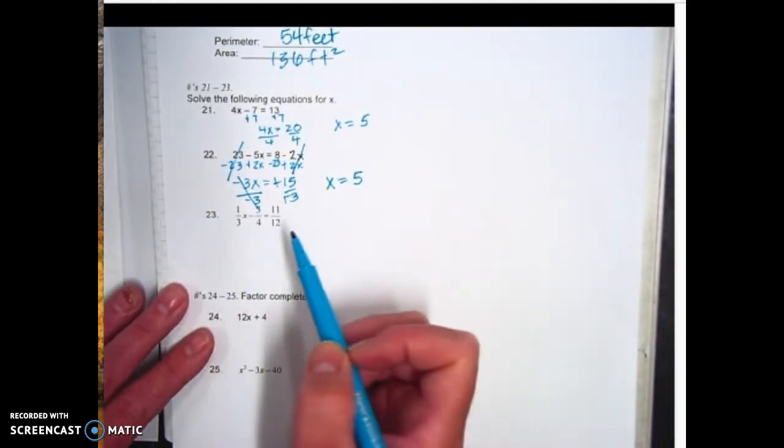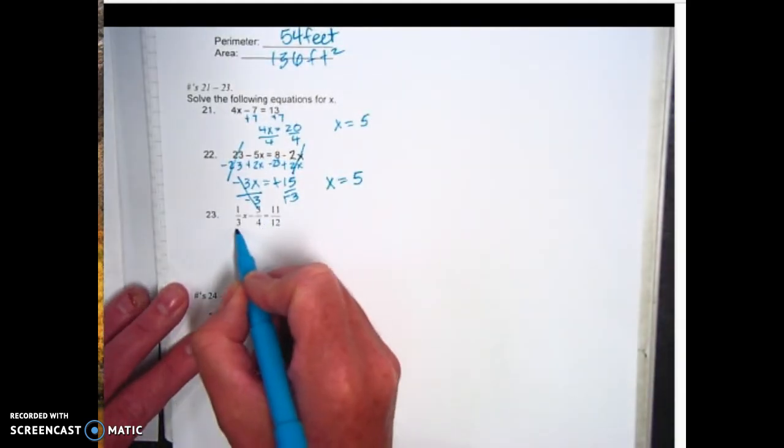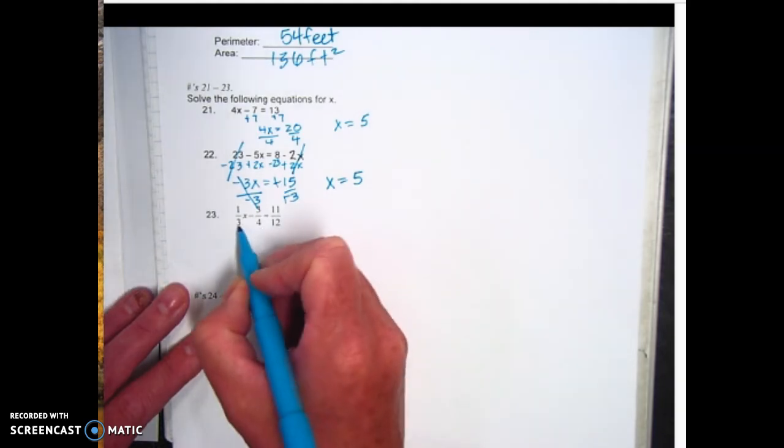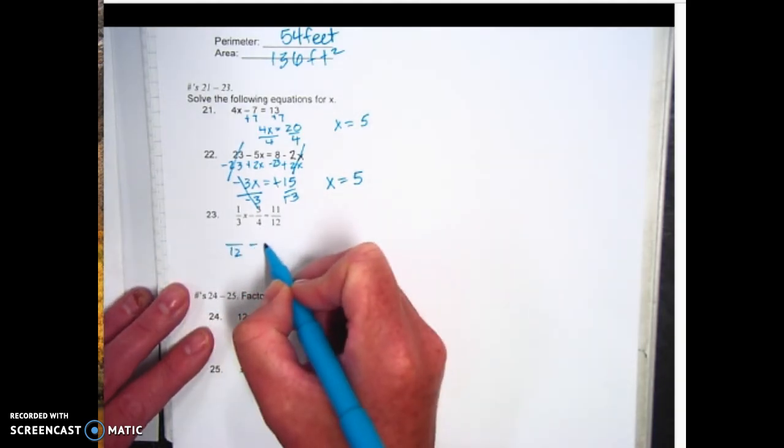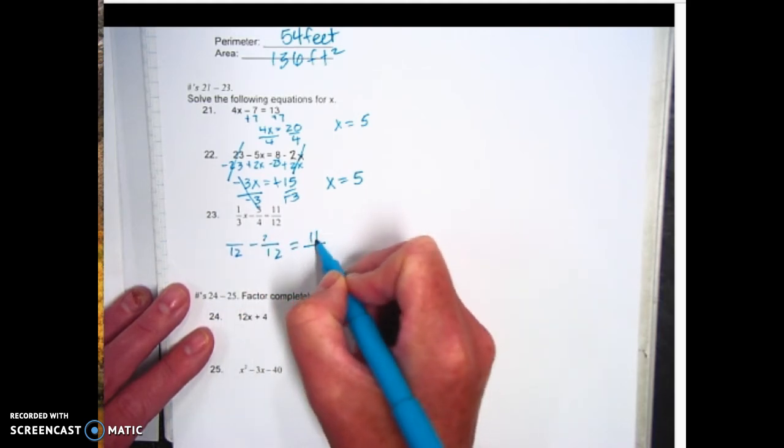All right, number 23, I've got some fractions. I need to add them, but I don't have common denominators. So I have to look and find my common denominator. I can easily see that it's 12. So I'm going to rewrite these all with a denominator of 12. And over here, this one's already done.